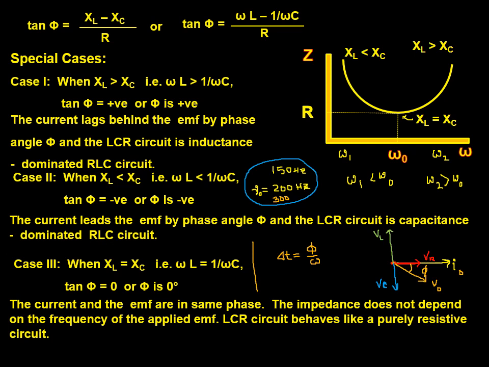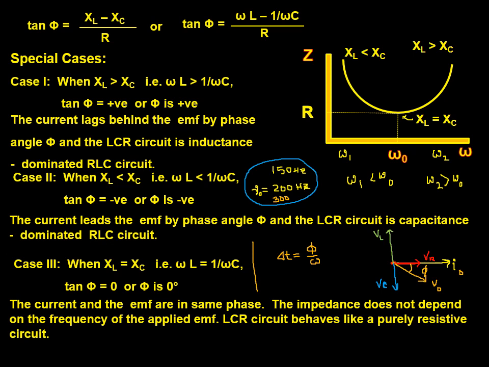There is another part where omega 2 is greater than omega naught. Omega naught is called the resonance frequency. So in that case XL is greater than XC. When XL is greater than XC, then tan phi is positive. Just look at the first expression. Tan phi is positive and phi is positive. So here the current lags behind the EMF by the phase, whatever value comes out with the tan phi. So this RLC circuit is called an inductance dominated RLC circuit.